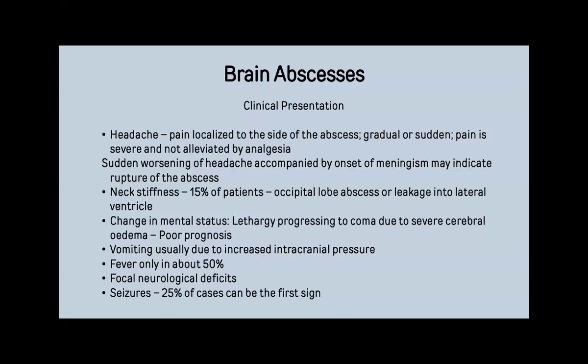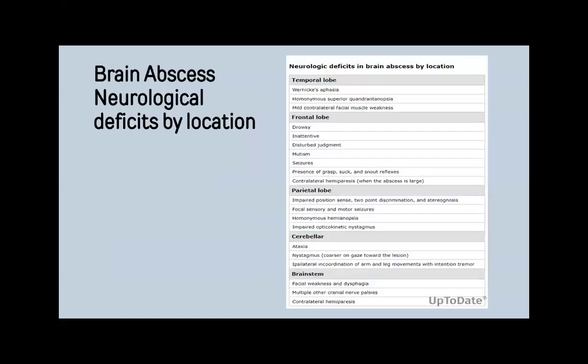Vomiting is due to raised intracranial pressure. They may present with fever, but only in about 50% of cases. They also present with focal neurological deficits and seizures. So the neurological deficits in brain abscesses are determined by the location of the abscess.